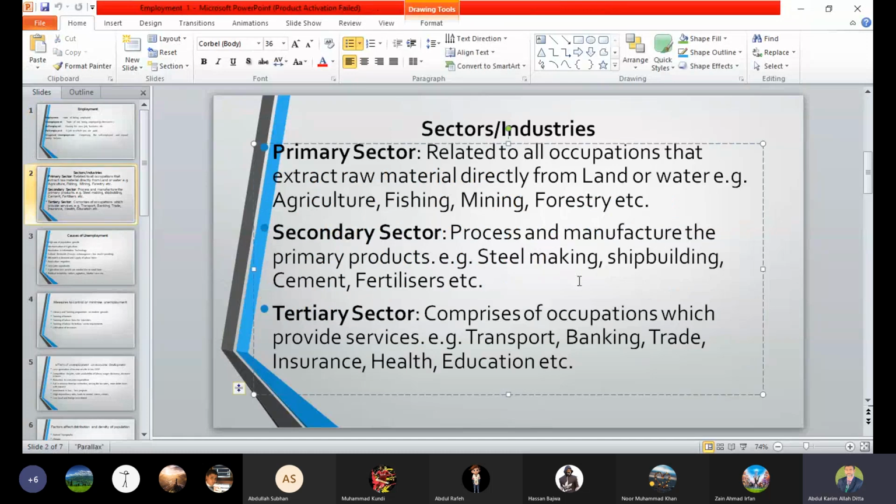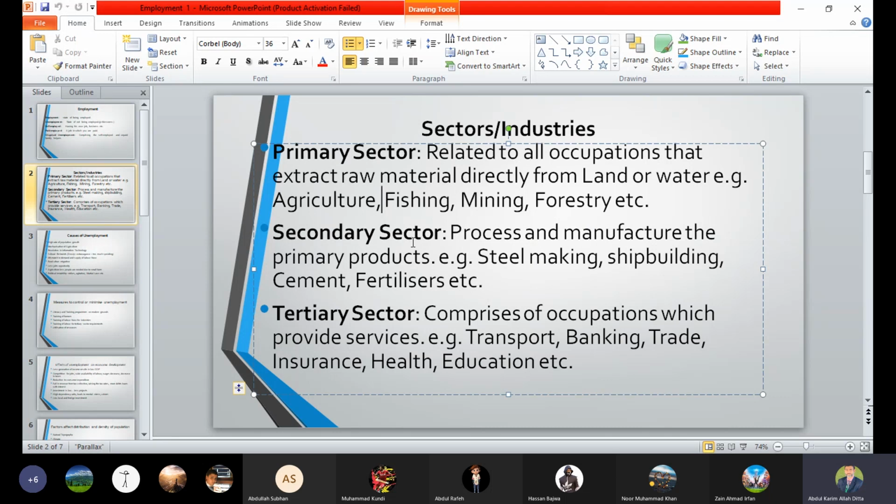You can have your employment, meaning jobs, either in the primary sector, secondary sector, or tertiary sector. We can call them primary industry, secondary industry, or tertiary industry, beta. In the primary sector, the occupations are involved in extraction of raw material directly from land or water, like agriculture, fishing, mining, and forestry, etc. So they are examples of the primary sector or primary industries, beta.